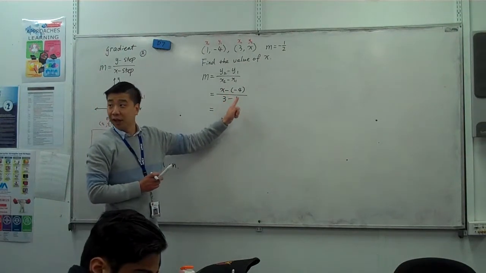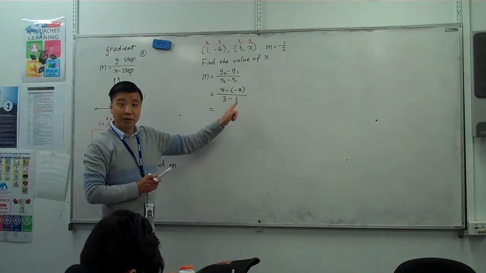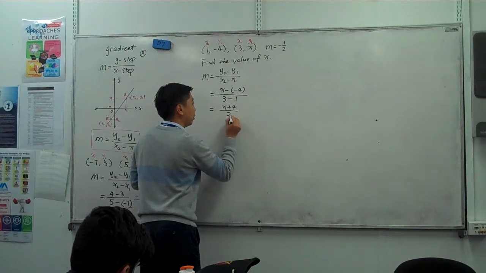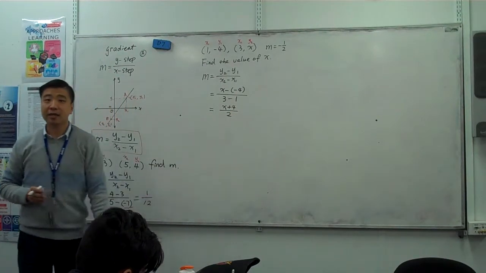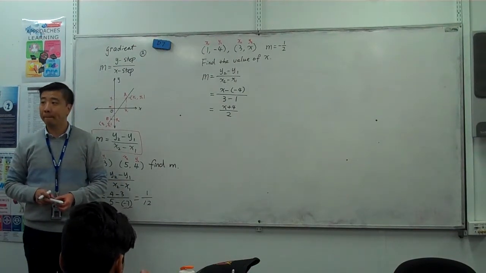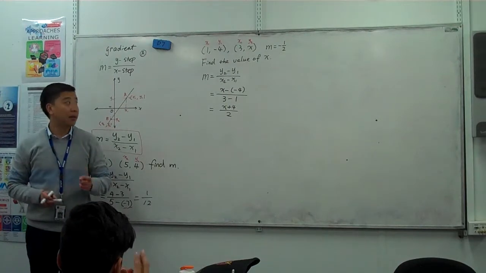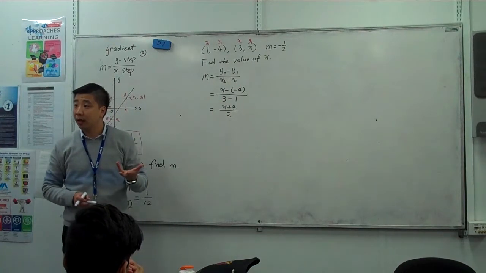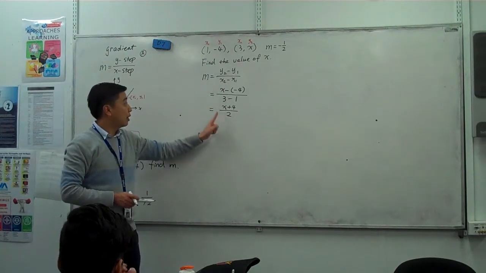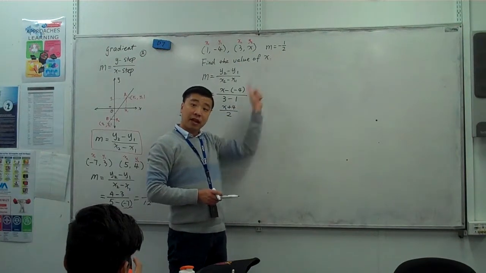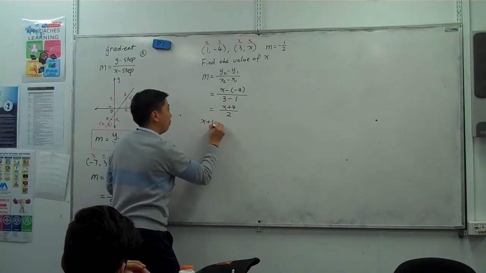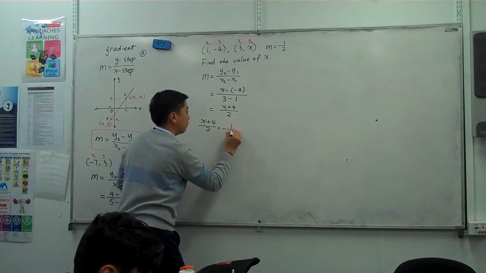X take away -4 is x plus 4. Yeah, x plus 4. Alright, so x plus 4 over 2. Now, what is my next step? That's equal to... Oh, some people said that equal to -12. Why? Because you found m there. Very good, because this is m. Alright, so we make this m equal to this m. They are equal. You are given this one equals this one. So x plus 4 over 2 equals -12.